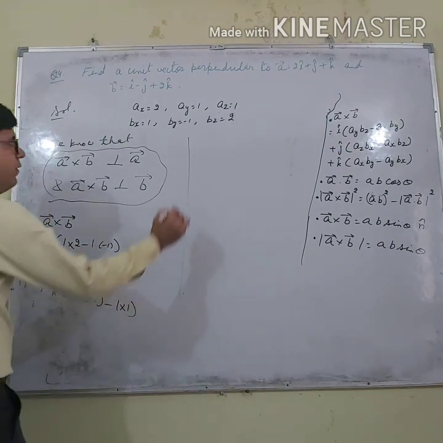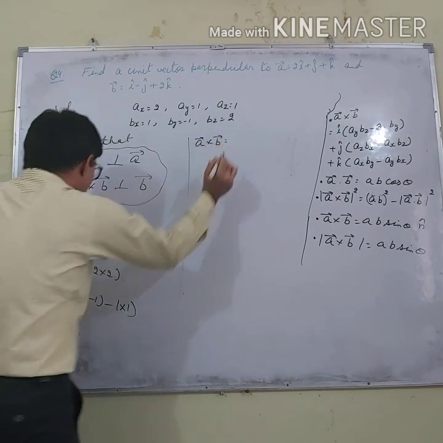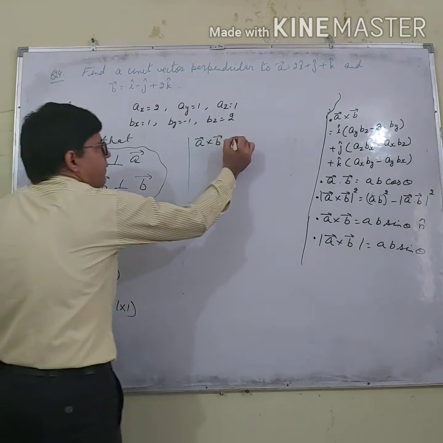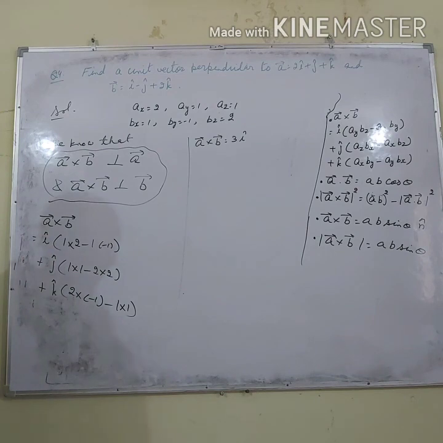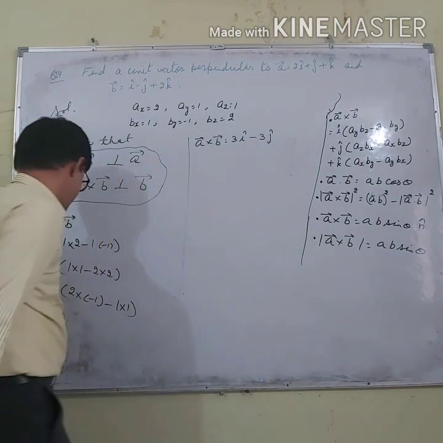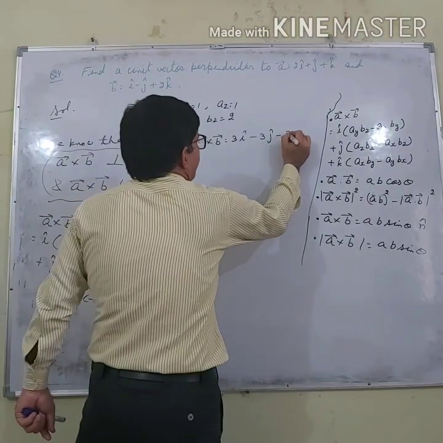What is the final answer? A cross B equals 2 plus 1, 3, so 3 i cap, minus 3 j cap, minus 3 k cap.